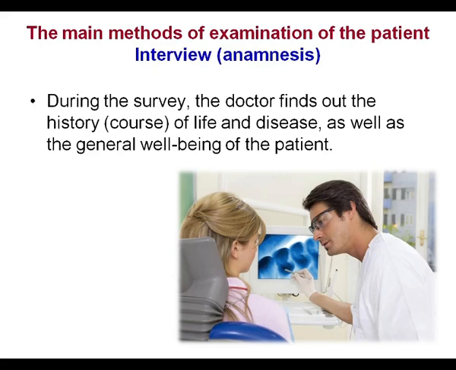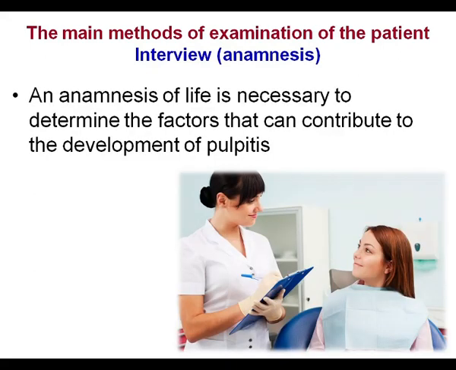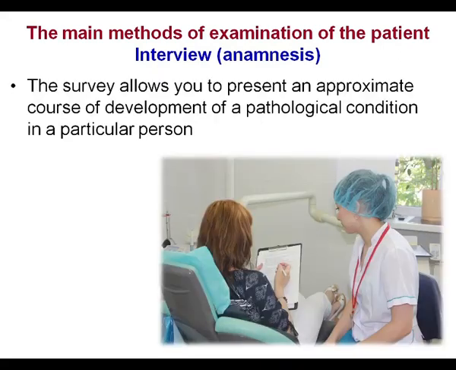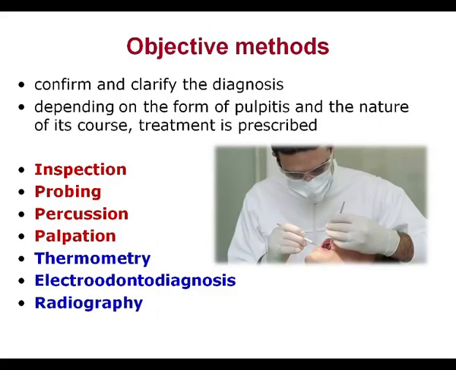The interview also includes anamnesis. During the survey, the doctor finds out the history or course of life and disease. So there are anamnesis of life and anamnesis of disease, as well as the general state of the patient. Anamnesis of life is necessary to determine the factors that can contribute to the development of pulpitis. The survey allows us to present an approximate course of development of a pathological condition in a particular patient.